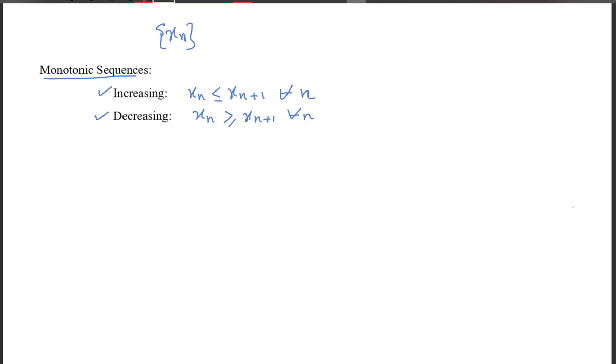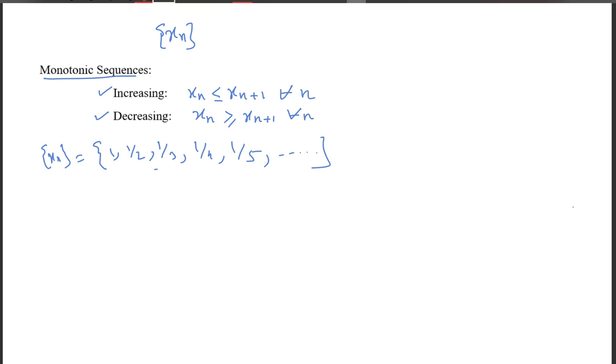If we take some examples, suppose xn is what we have done in the last class, that is 1, 1/2, 1/3, 1/4, 1/5. You see, it is a monotonic decreasing sequence.